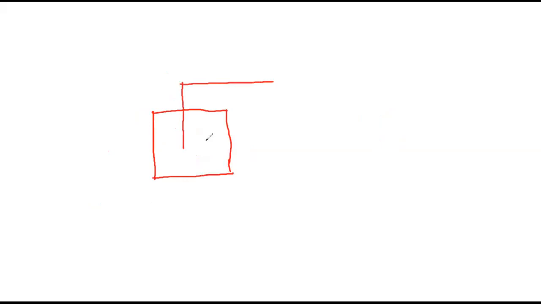Adjacent sides are B. So if this is B, all are B. This is the diagonal from one end to the other end. This is called the diagonal.